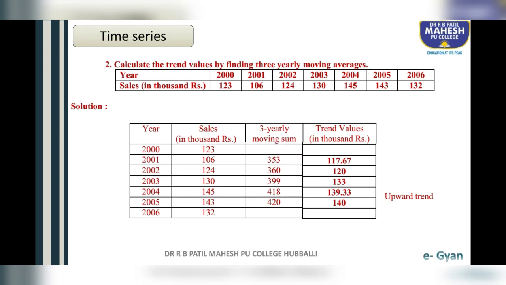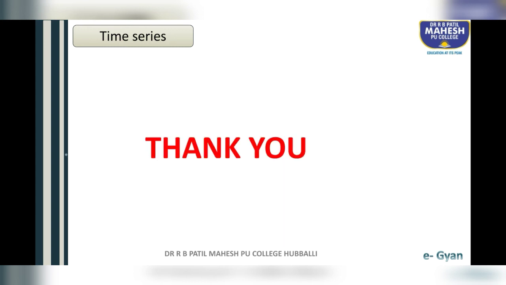Okay students, with this, the calculation for an odd number is the same as 3 yearly. For 5 yearly also you have to apply the same procedure, but because it is 5 yearly you have to take 5 values. If it is 3 yearly, you take 3 values. In 5 yearly also you have to leave the first one gap and the last one gap. The trend value is the same. If it is 3 yearly, divide by 3. If it is 5 yearly, for trend values you have to divide by 5.